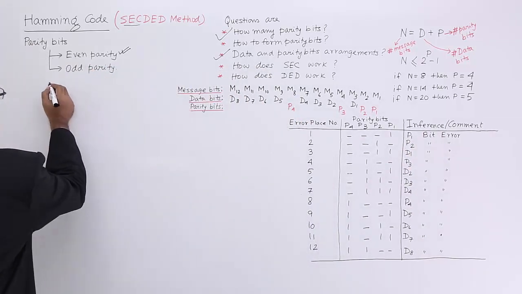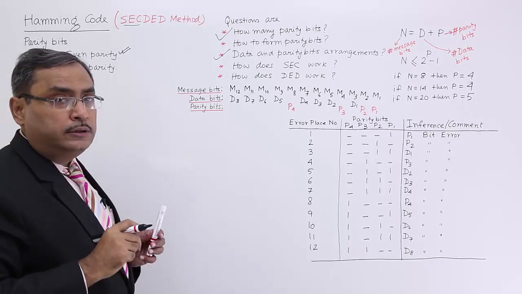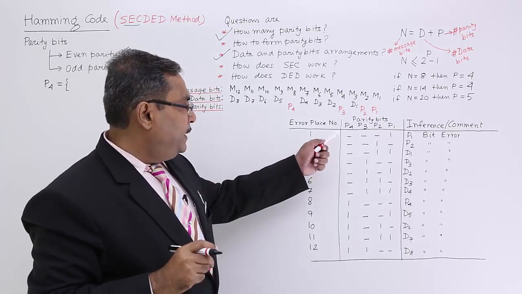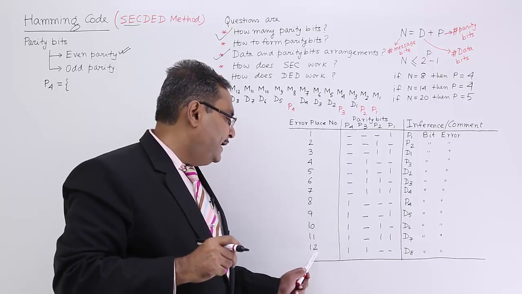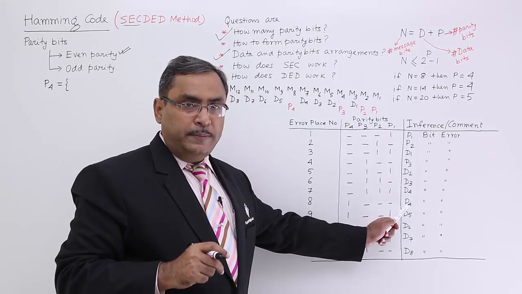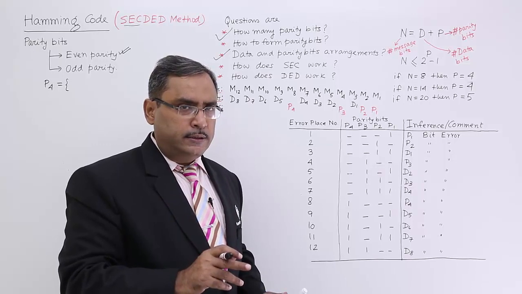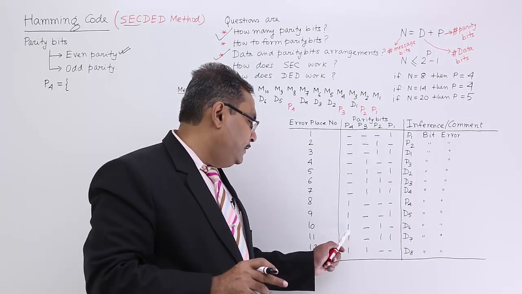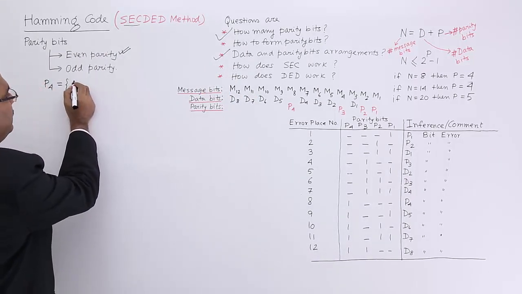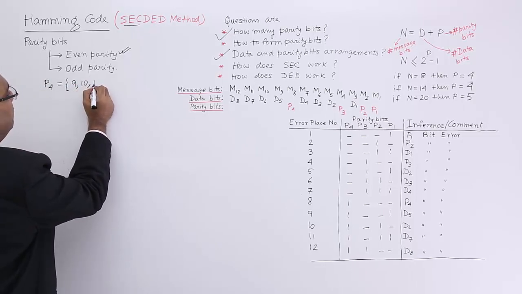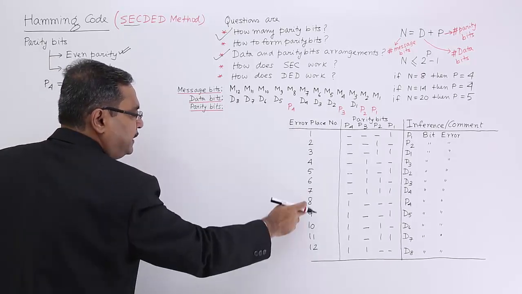Now see, P4 will be on in the syndrome for errors at the 8th, 9th, 10th, 11th and 12th places. At the 8th place I am having a parity bit, so I am ignoring the parity bit errors. I am considering only the data bit errors. So in that case it will be the 9th, 10th, 11th and 12th. So parity bit 4 will be 1 in the syndrome if error occurs in these particular message bit place numbers.